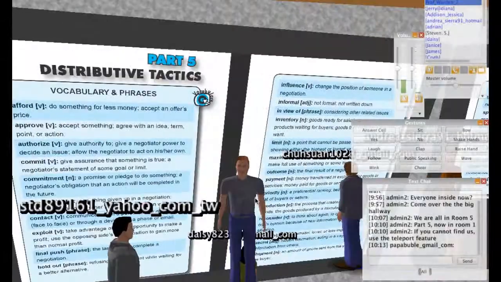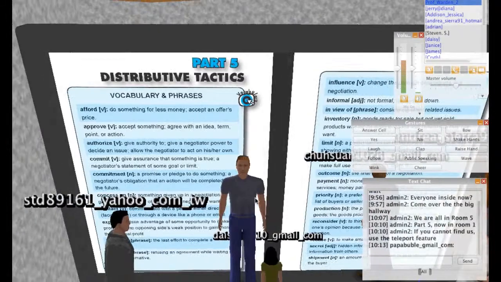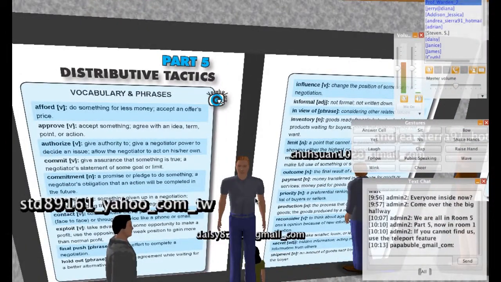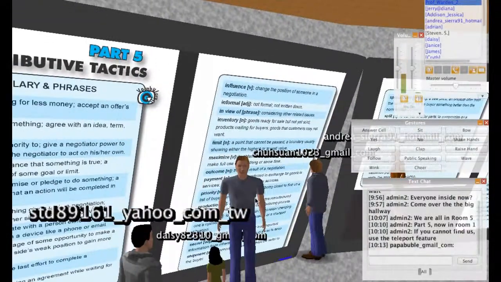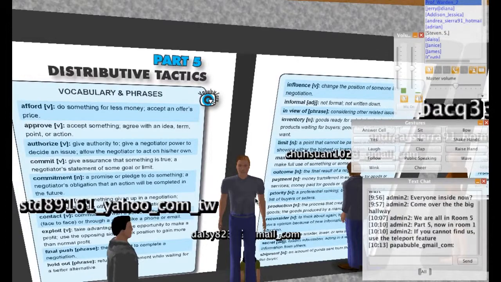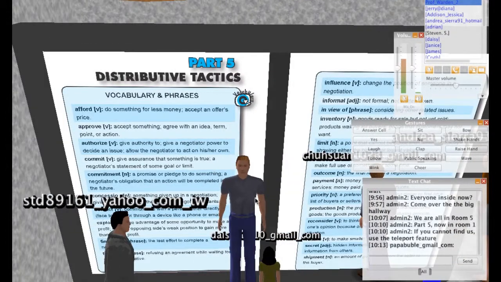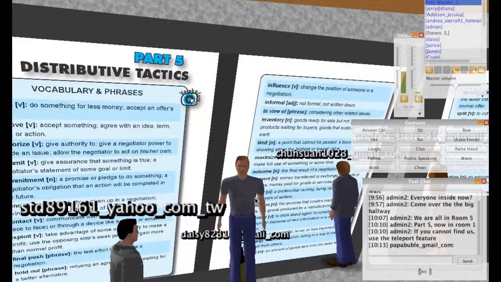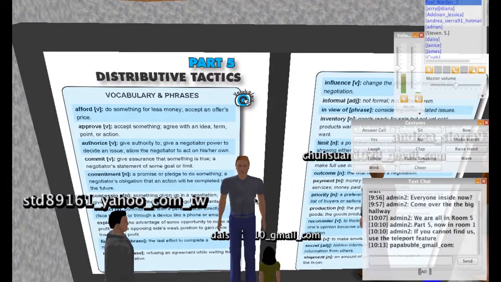Of course, you want to influence the other side. So that's our next word, influence. Informal, sometimes this can be very helpful, to say, let me informally tell you. That is not official, not the contract, not written down, but let me tell you my resistance point informally. Of course, it may be true, it may not be true. Inventory, limit, outcome, payment, priority, these are all pretty normal words dealing with inventory and products and shipping. Production is also very commonly used. We're going to talk about production in our RPG a lot.